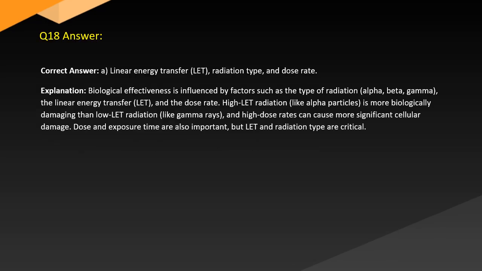Answer. Correct answer: A. Linear energy transfer, radiation type, and dose rate. Explanation. Biological effectiveness is influenced by factors such as the type of radiation (alpha, beta, gamma), the linear energy transfer, and the dose rate. High LET radiation, like alpha particles, is more biologically damaging than low LET radiation, like gamma rays, and high dose rates can cause more significant cellular damage. Dose and exposure time are also important, but LET and radiation type are critical.